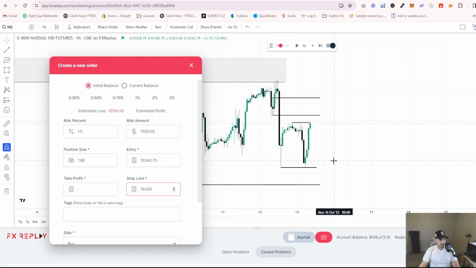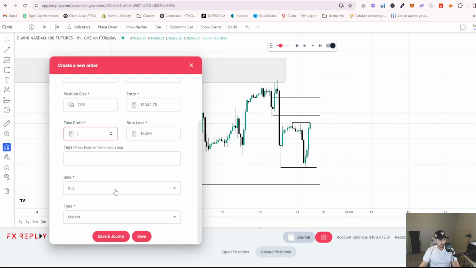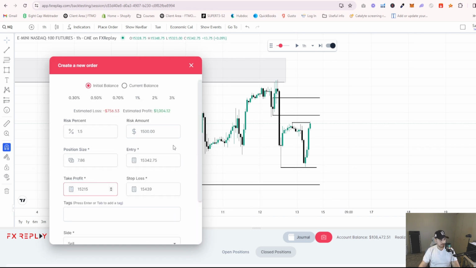And my take profit is going to be these equal lows down here. So I have to place a sell. My take profit is going to be 15,215. So this is slightly above a 1RR. Again, you could risk more if you're more confident, which is what I would personally do.